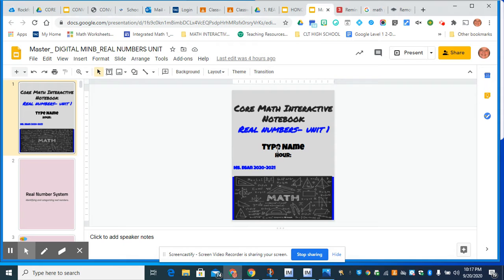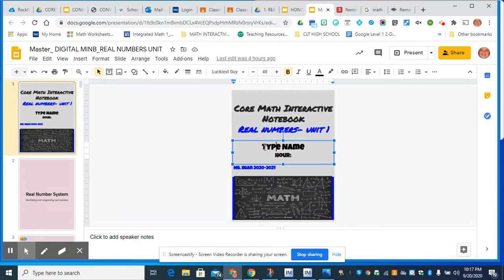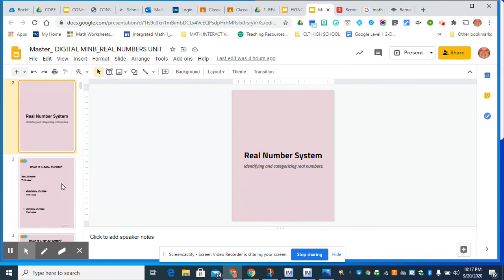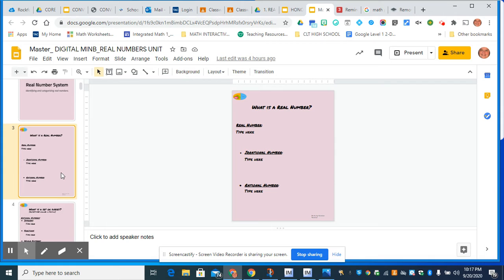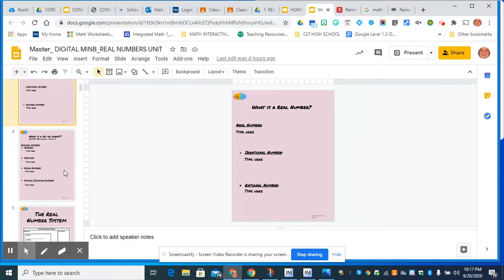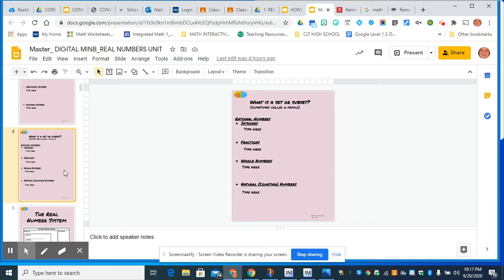So you should go ahead and click in to where it asks you to type your name and hour, and erase "type name and hour." Or you can leave "hour" there and put your hour next to it. Okay, so that's the first thing you're going to do. The notes that we're going to take today in our notebook are going to follow along with the real number system on pages or slides 3 and 4.